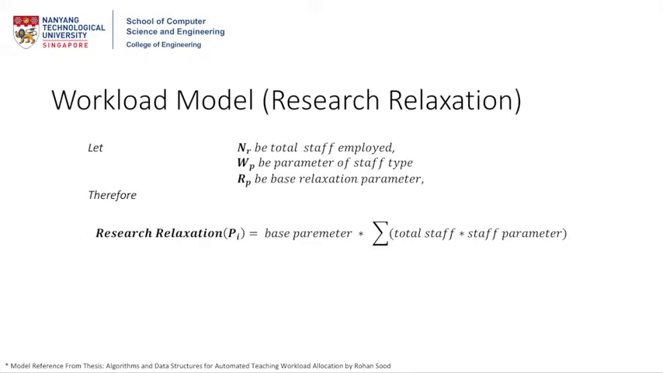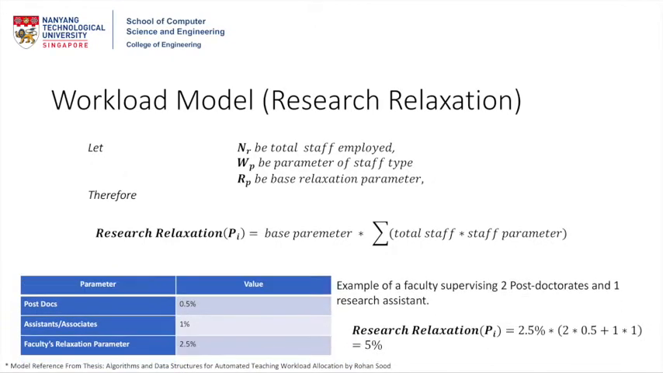Secondly, we can formulate the research relaxation for each faculty by using a base parameter multiplied with the total summation of staff engaged by the faculty and the staff parameter. An example of a faculty supervising 2 postdocs and 1 research assistant will give the faculty a research relaxation of 5%.